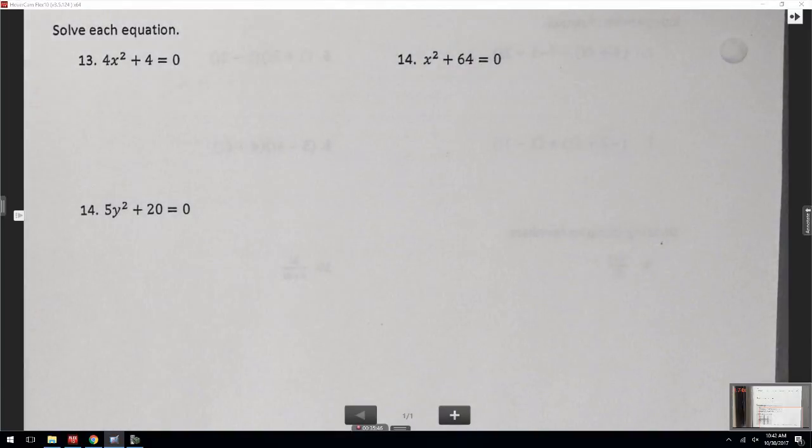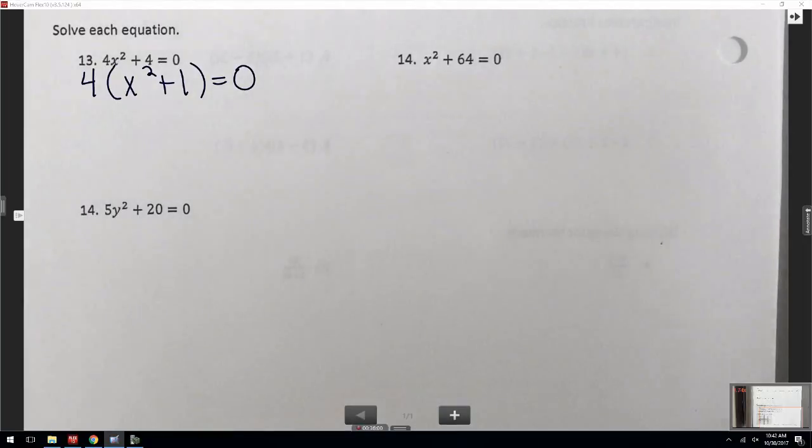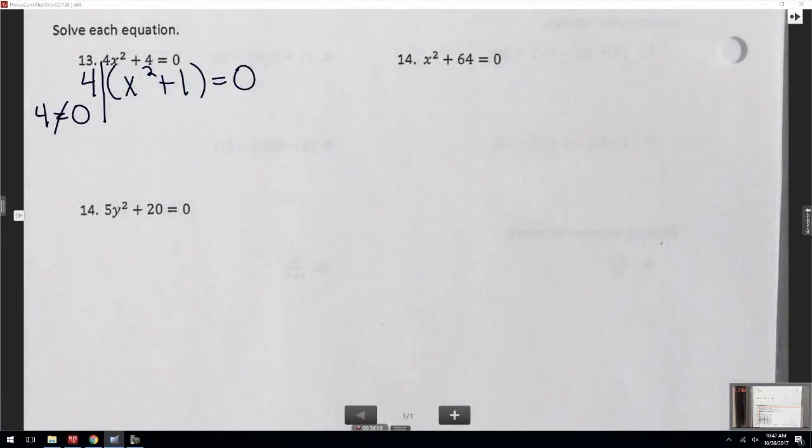GCF. What's the GCF here? 4. And then that would be x squared plus 1. Don't forget to equal 0. Y'all okay so far? All right, the zero product property said that where you had a product, you could cut it, and you could say 4 equals 0. Is that true? No, it's not. But you need to write it to get practice because there's something coming later that you're going to need it, okay? And then x squared plus 1 equals 0.